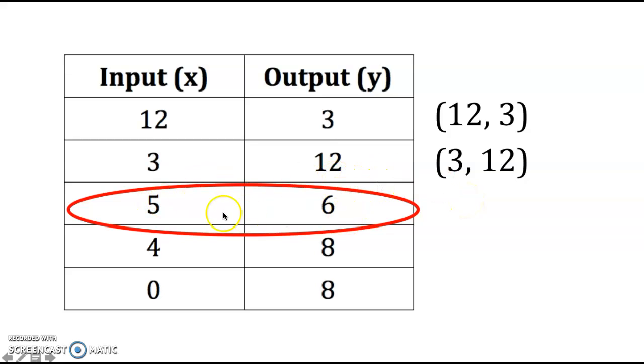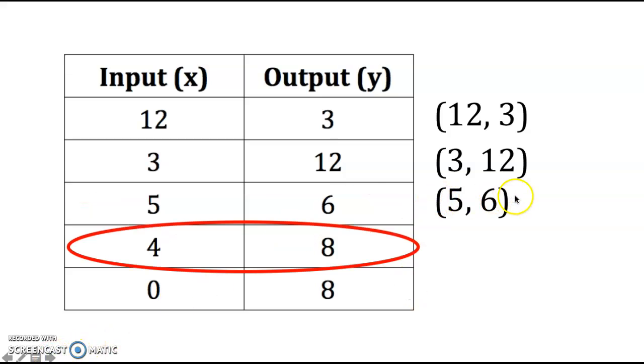Looking down at these two digits, we've got 5 and 6. Like I said before, x always comes first, y always comes second, and you group those two together with the parentheses. The next one, we've got 4 and 8.